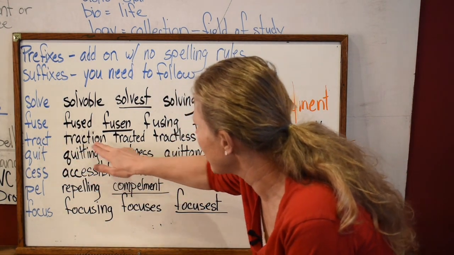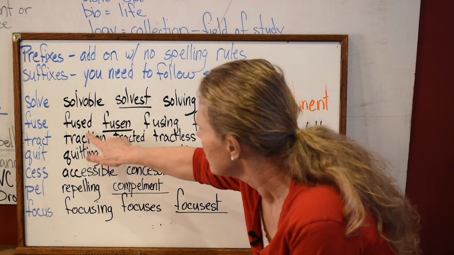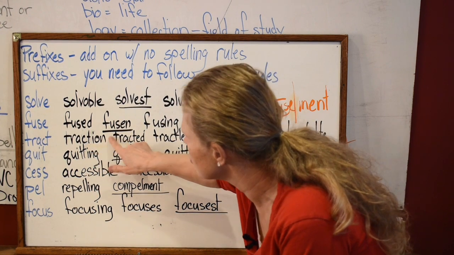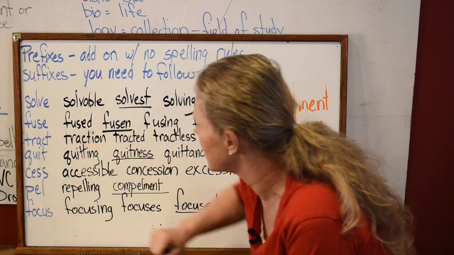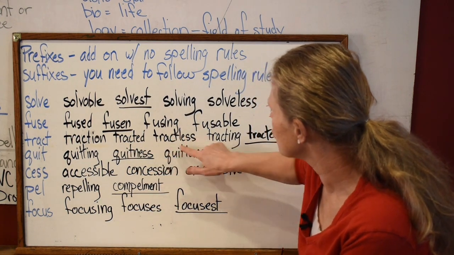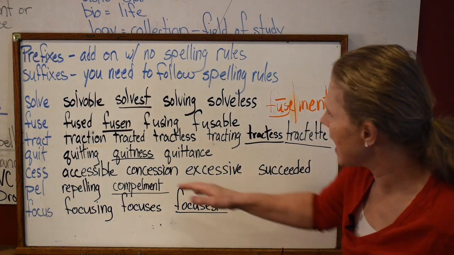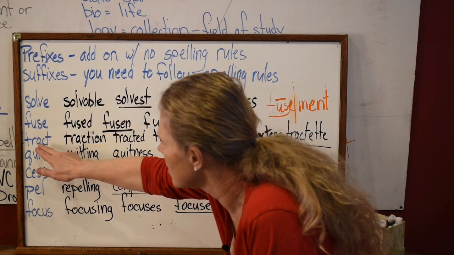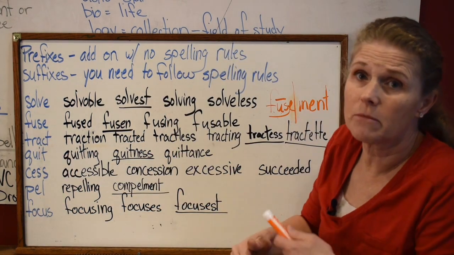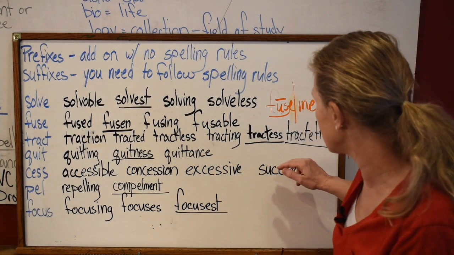Tract, traction, tracted. See how here you are just keeping the T and you're using the T-I-O-N and using the T together. Only one T in that. But here you're just adding it on. Trackless, you're adding it on. Tracting, you just add it on. See how it's not a consonant vowel consonant? See how it ends in two consonants? If there's two consonants there, you don't even have to worry about it. You just add on your suffixes and it doesn't matter.